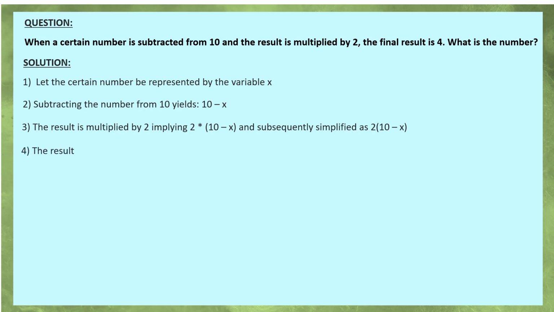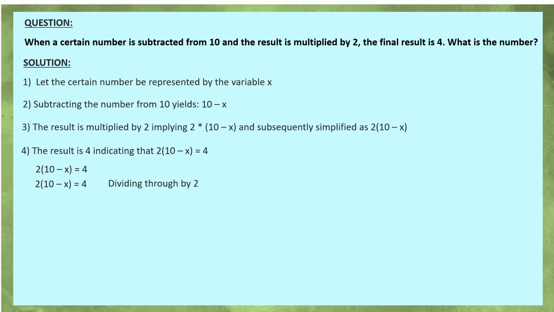We're also saying that the final result is 4. So it implies that 2 into 10 minus x is equal to 4. So that's how we represent this equation. All we'll simply do is to divide both sides of the equation by 2.